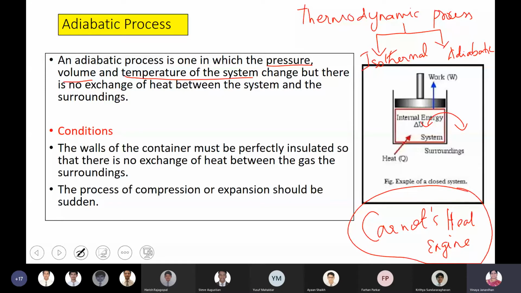To keep the temperature constant, the working substance has to absorb heat energy from the surrounding. That cannot happen, because the walls of the cylinder will be insulated. In the previous, isothermal case, the walls of the container will be perfectly conducting to the surrounding.